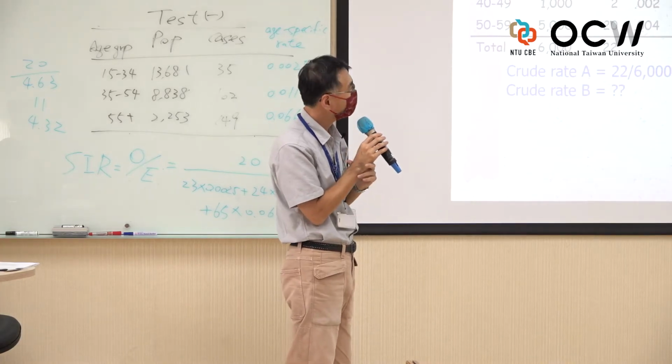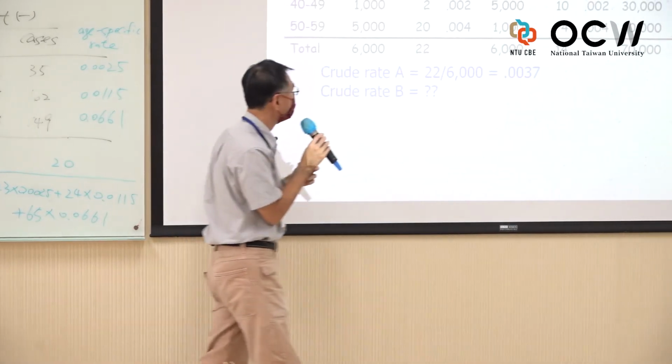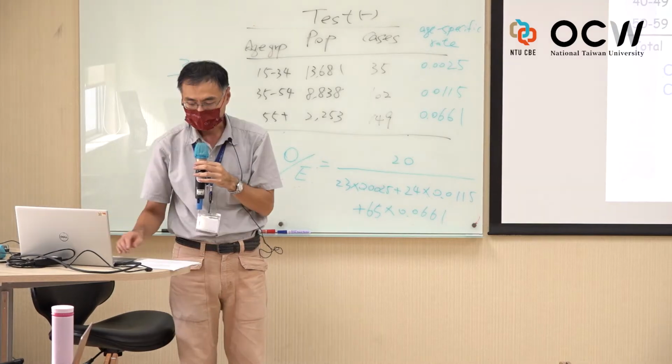Can you do that? Again, it's very straightforward. It's 14 divided by 6,000. So the answer would be 0.0023.